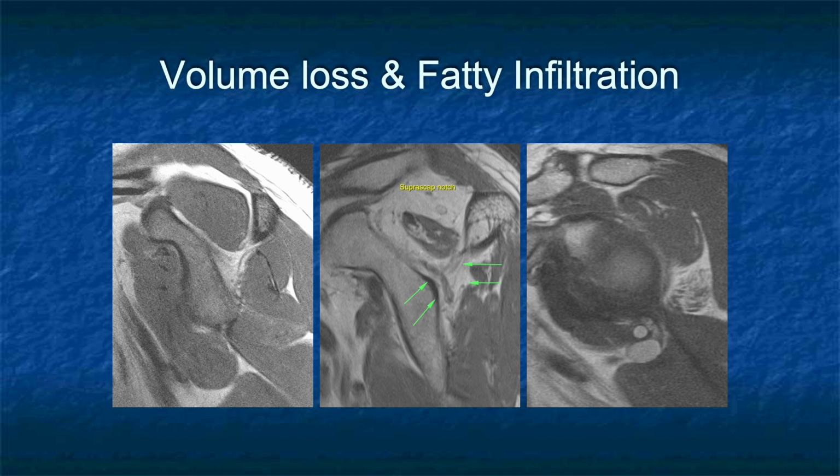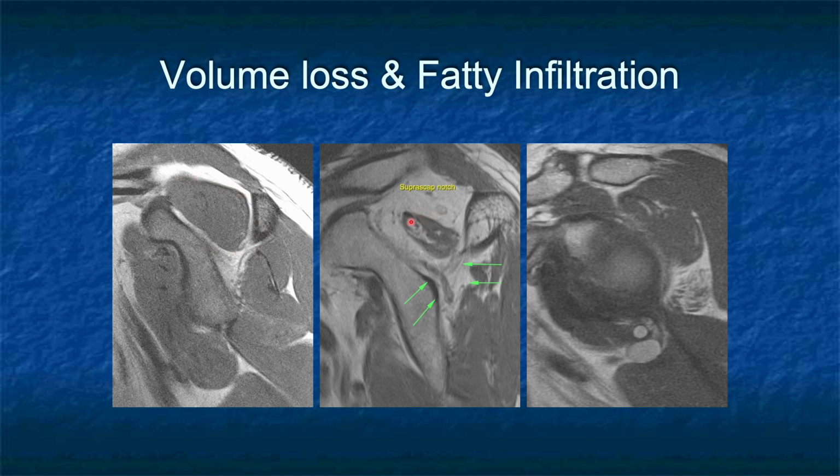Now, once you've looked at the tears and identified them, the next thing you want to know is what is the status of the muscle. And this is particularly important because it helps the surgeon to decide whether function will return or not. And here we have to remember two things. One is the muscle mass. So you can see in this case, this muscle is sort of normal.